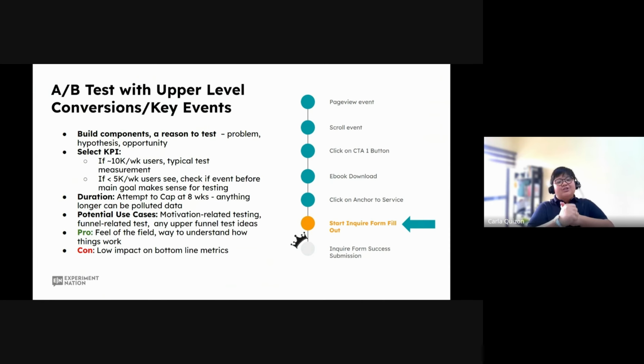One, the completion of your main goal could be the drop off or friction point of your website. If this is the case, then revisit your user journey, your overall experience, and see if there's anything wrong. Maybe you need to do a quick fix before deciding to go and test.